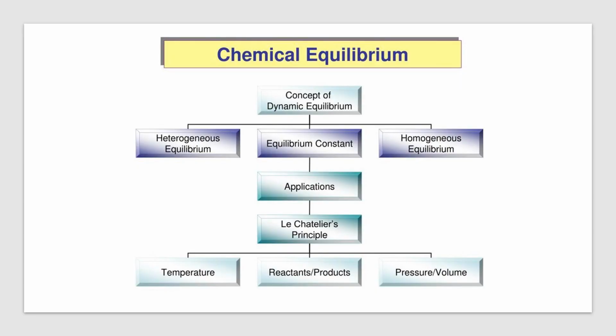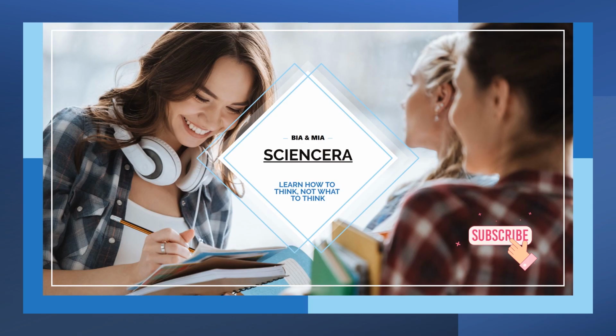So in this video we learned the concept of dynamic equilibrium, which includes heterogeneous equilibrium, homogeneous equilibrium, and equilibrium constant. We learned how to apply Le Chatelier's principle and the equilibrium constant. We learned about Le Chatelier's principle and the factors affecting it, which can include temperature, reactant or product addition or subtraction, pressure, and volume. This will be all for chemical equilibrium.